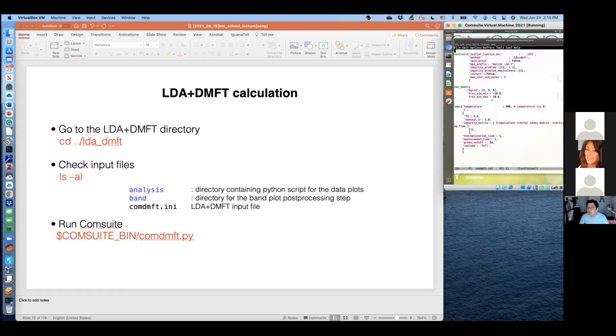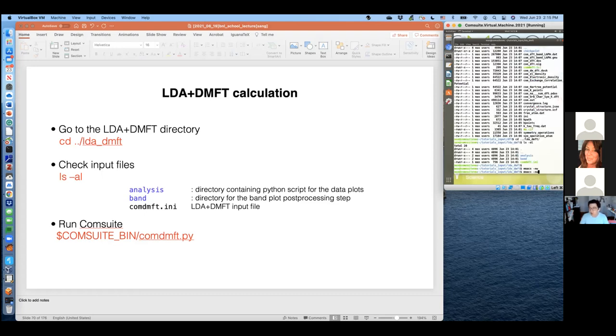There is also a key for the MPF prefix. If your number of cores is different from two, you should make changes to this value before you run it. But I assume that you are okay now. And let's run it like this.